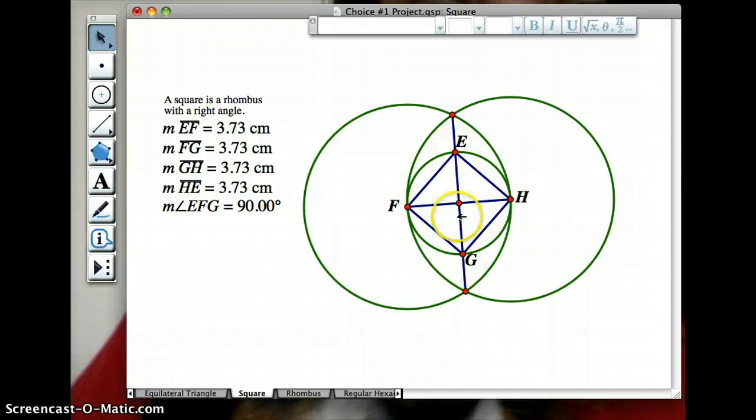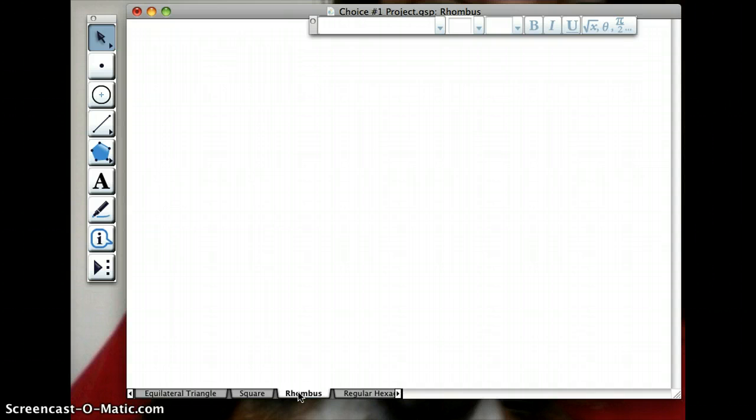And later on in geometry classes, you'll actually learn that because these 2 points are on the diameter, it makes an angle on the diameter, then you know that this is 90. But again, another day, another class. So that was the square. Next we will move on to the rhombus.